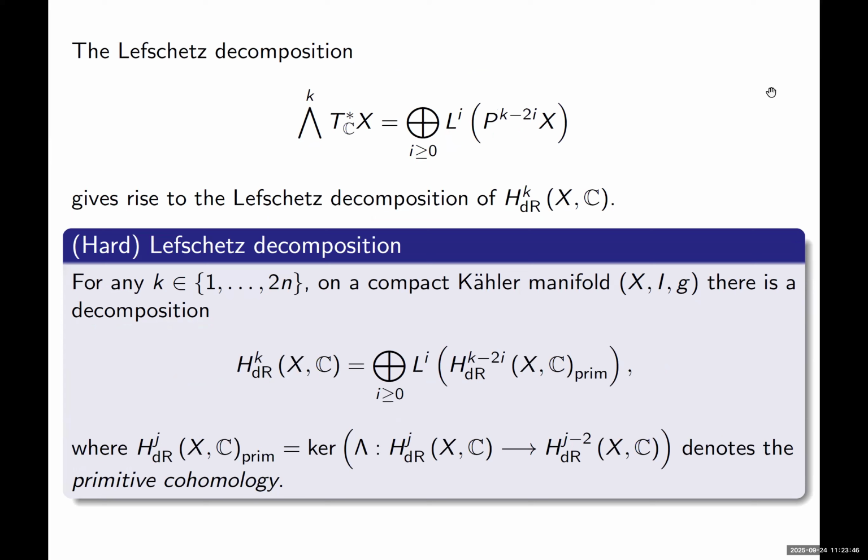More difficult is to give the Lefschetz decomposition, but again, it is possible to do it. On a compact Kähler manifold, the k-th de Rham cohomology space splits as the sum of L^i, the Lefschetz operator, applied to suitable spaces of primitive cohomology. In fact, it's possible to show that lambda commutes with the differential, so that it descends to give an operator lambda on the cohomology, and so it makes sense to define primitive cohomology classes.